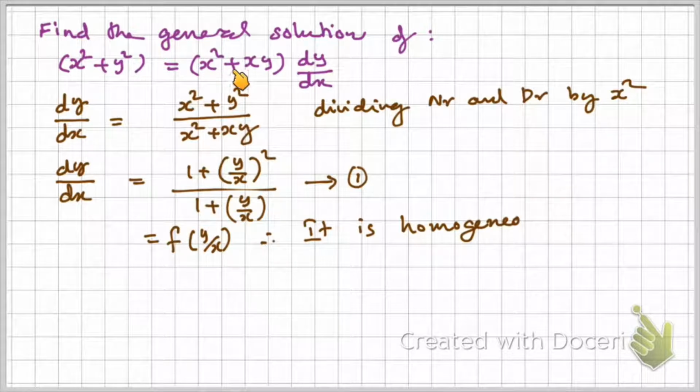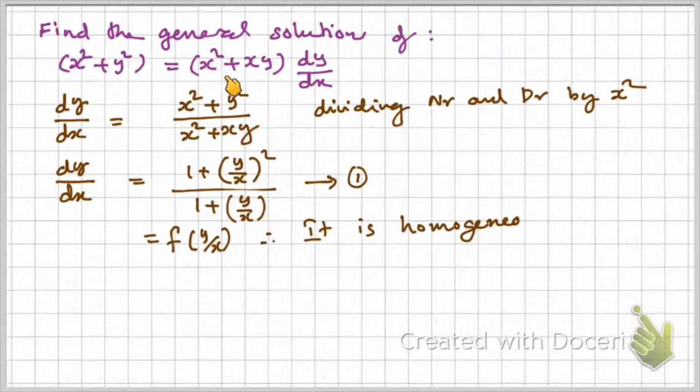A rough check when a question is given to you could be to check the degree of each term. x square degree is 2, y square degree is 2, x square degree is 2, x into y degree is considered as 1 plus 1, which is 2.